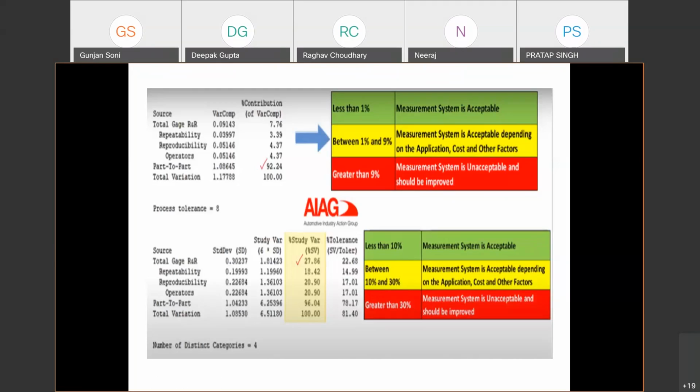But if you're talking about aerospace or satellite launch vehicles or satellites, these are very expensive decisions. So you may not want to take any risk in that. If you're not getting measurement system capability less than 10%, you may want to buy a new setup altogether. While if you're getting more than 30% study variance, then we can say that it should be improved. So if you look at these figures over here, what is the contribution of each type of error? It can all be found out from these values over here.